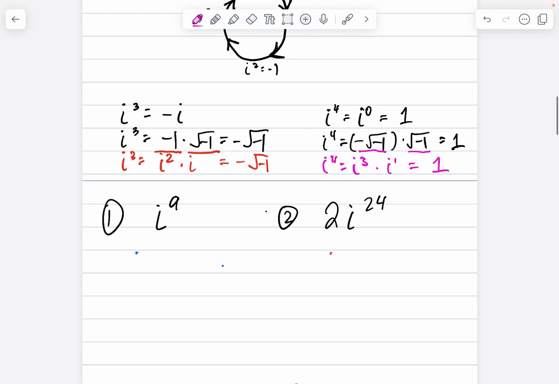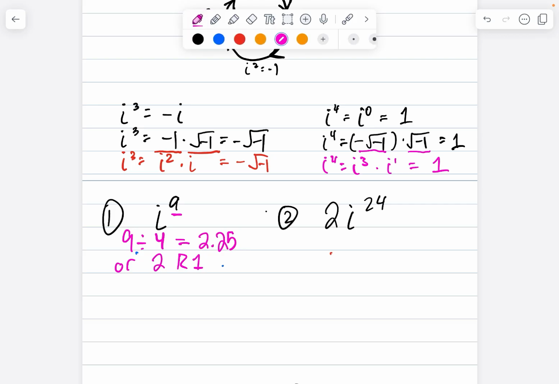So let's take a look at some problems right here. Let's take a look at the first problem, i to the 9. What is that? How can I solve that? So what you want to do is take the power of i, 9, and since it goes in cycles of 4, we're going to do 9 divided by 4. And you're going to get 2.25, or if you do it quick in your head, 2 remainder 1.